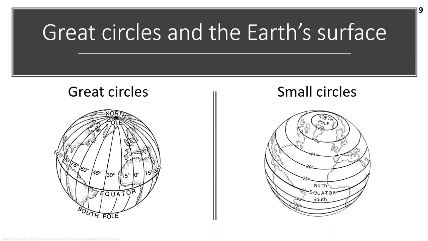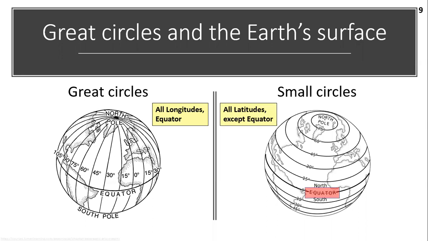Based on these definitions, all longitude lines are great circles, as well as the equator. All latitude lines are small circles, with the exception of the equator, whose plane intersects the exact center of the Earth.